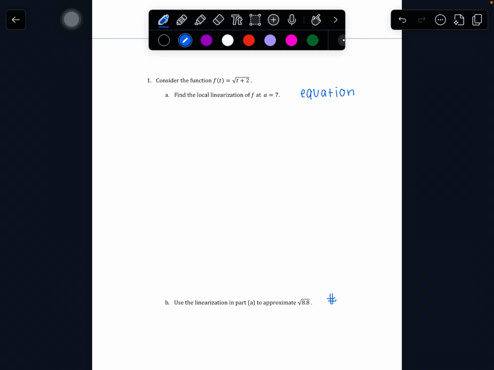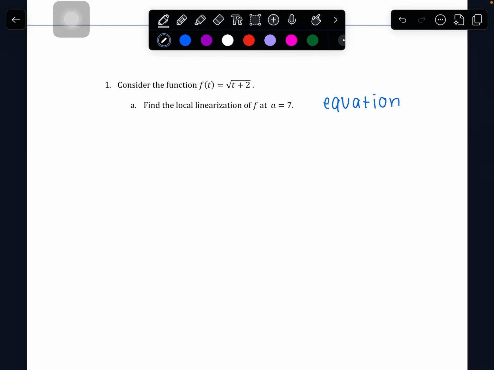Okay, so we're going to have variables in part A. We're not going to have any variables left over in part B, okay? So, y is approximately equal to the local linearization. I'm going to use t because that's what the function has. And that's equal to f prime of a times x minus a plus f of a.